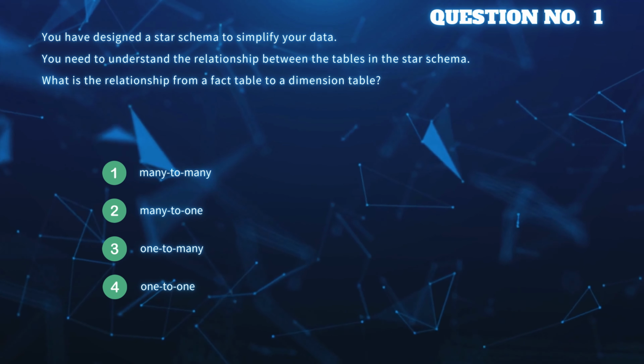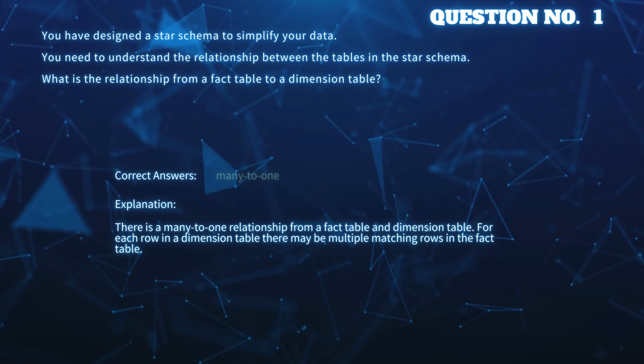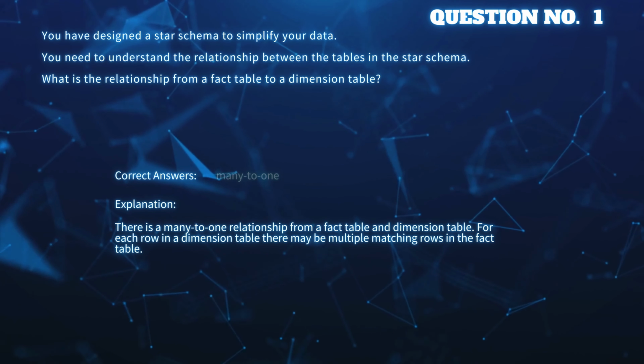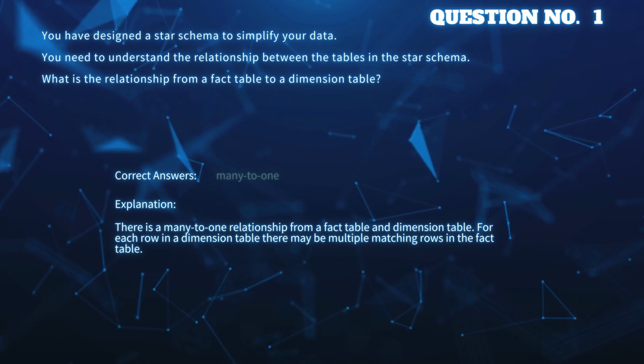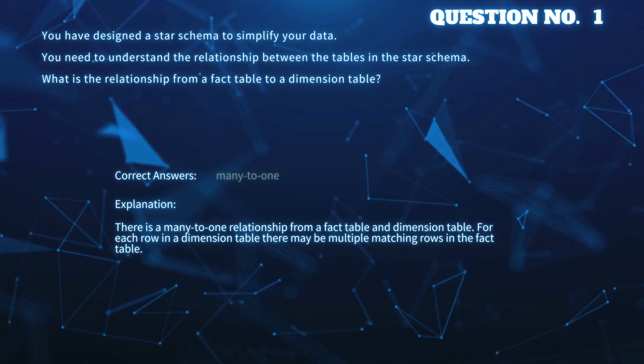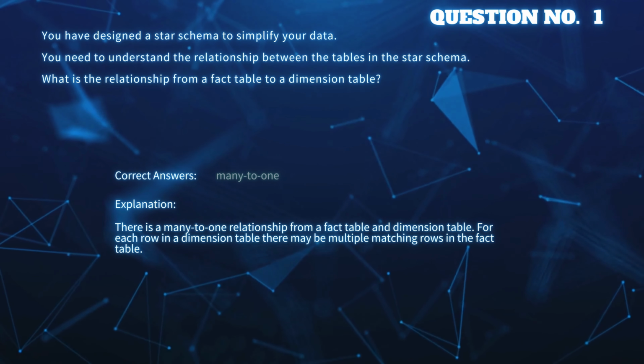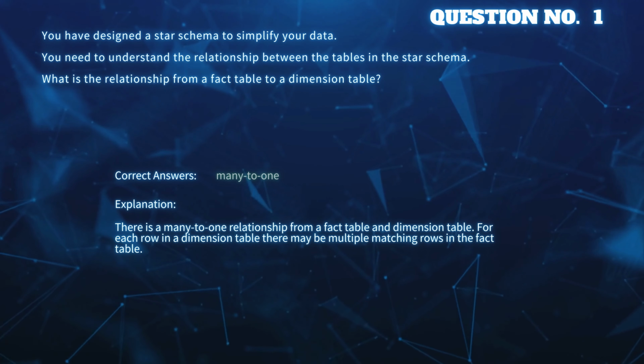Correct answer: many to 1. Explanation: there is a many-to-one relationship from a fact table to a dimension table. For each row in a dimension table there may be multiple matching rows in the fact table.